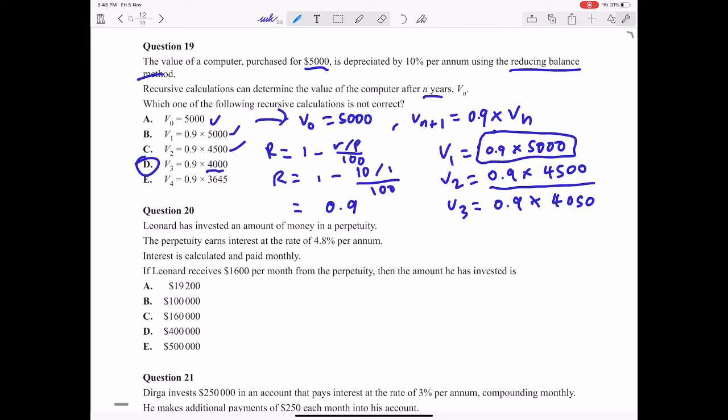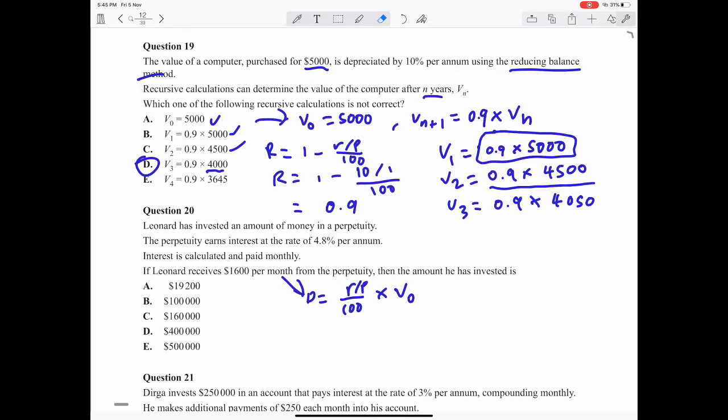To do this question, you would use the formula D equals r/100 over P times V0, where D is the amount Leonard receives, little r is the percentage interest rate per annum, and P is the compounding periods. V0 would be the amount Leonard has invested. And you know that's the formula because a perpetuity only earns interest, so the amount of money Leonard would be receiving is the amount of interest he gets from his investment. So therefore, that's how you know it's this formula.